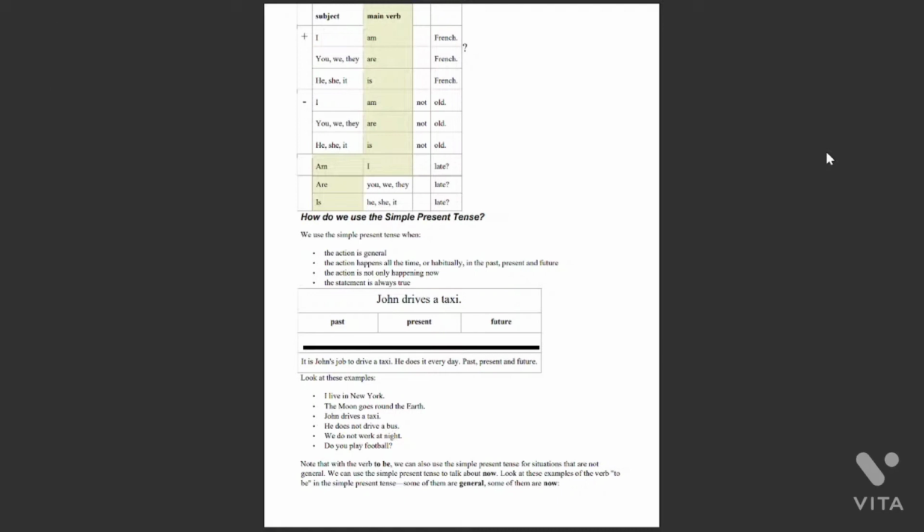Do you play football? Note that with the verb to be, we can also use the simple present tense for situations that are not general. We can use the simple present tense to talk about now. Let us look at examples of the verb to be in the simple present tense. Some of them are general and some of them are about now.